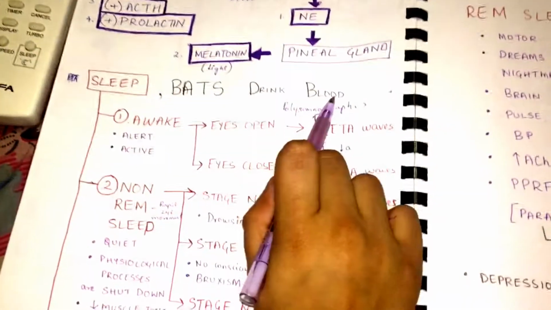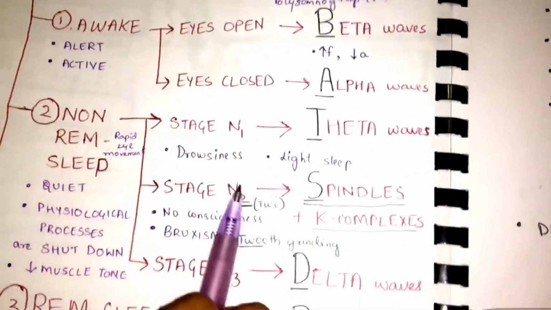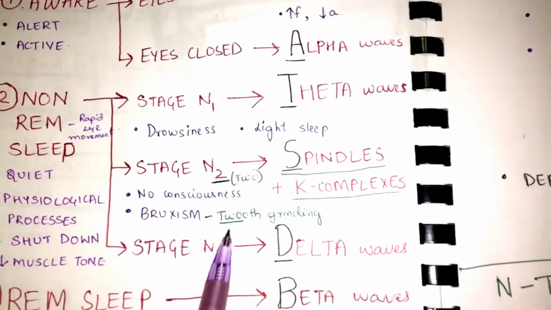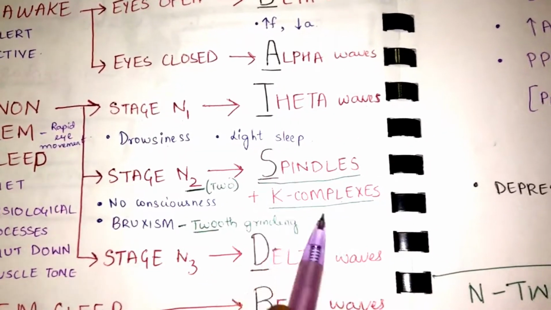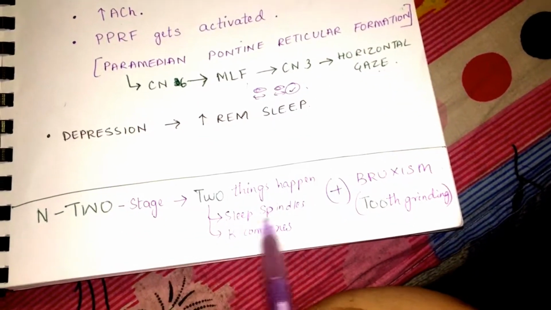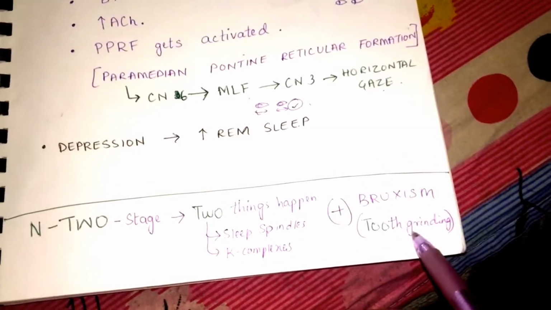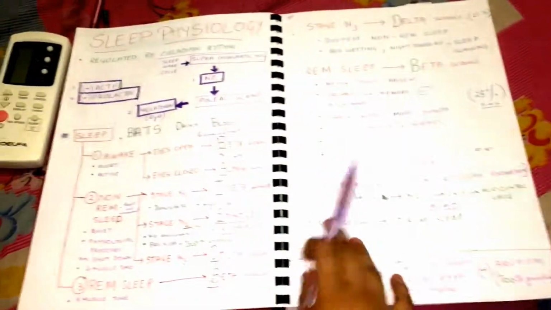So this is one mnemonic, and the second mnemonic is about the second stage of the sleep, where you can remember 2 for tooth grinding and 2 things that happen: the sleep spindles and the K complexes, plus bruxism, tooth grinding. So this is all about the sleep physiology. Thank you.